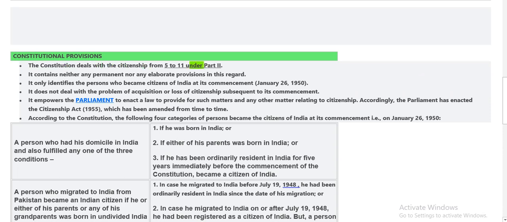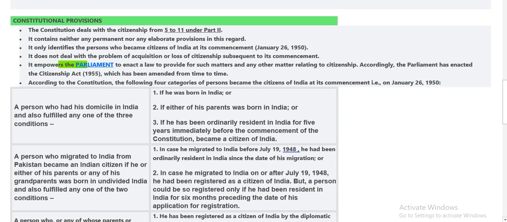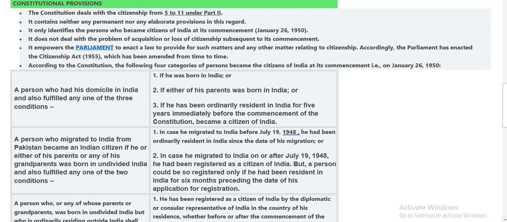Constitutional provisions. The Constitution deals with citizenship from Articles 5 to 11 under Part 2. It contains neither any permanent nor any elaborate provisions in this regard. It only identifies the persons who became citizens of India at its commencement, January 26, 1950. It does not deal with the problem of acquisition or loss of citizenship subsequent to its commencement. It empowers the Parliament to enact a law to provide for such matters and any other matter relating to citizenship. Accordingly, the Parliament has enacted the Citizenship Act, 1955, which has been amended from time to time.